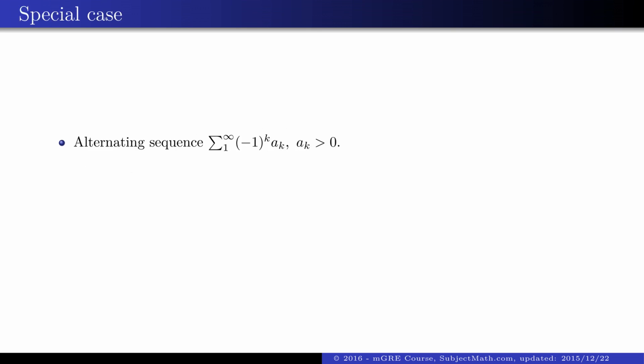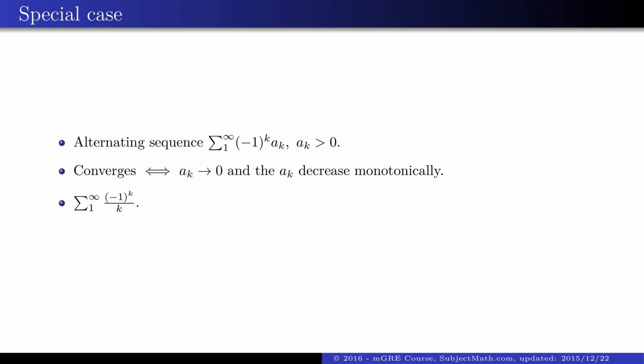The alternating series is a special case in which the signs of otherwise positive terms are alternating. In this special case, the series is convergent if and only if ak approaches 0 and decreases monotonically. For example, this alternating harmonic series is convergent, although it does not converge absolutely.